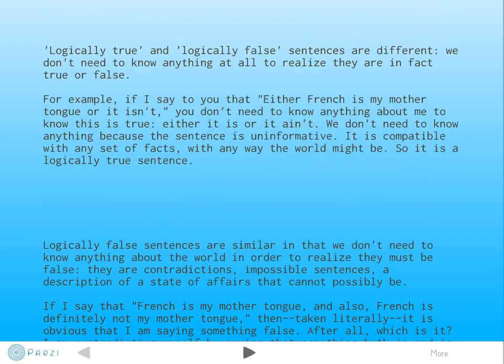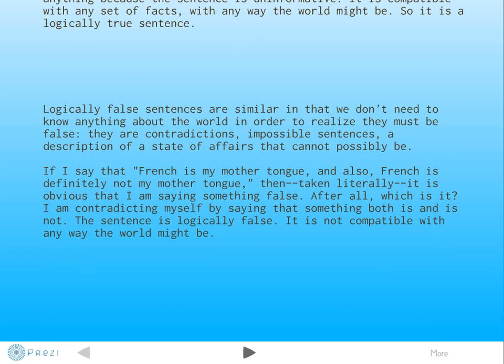Now, logically false sentences are similar, in that we don't need to know anything about the world to realize that they must be false because they're contradictions. They're impossible sentences, a description of a state of affairs that cannot possibly be. If I say that French is my mother tongue and also French is definitely not my mother tongue, then if you take it literally, it's obvious that I'm saying something false. After all, which is it? I'm contradicting myself by saying that something both is and is not. The sentence is logically false. It's not compatible with any way the world might be.